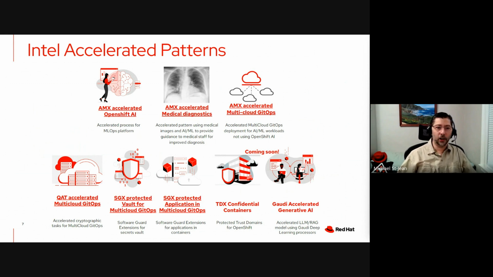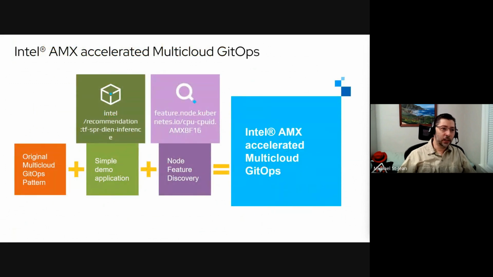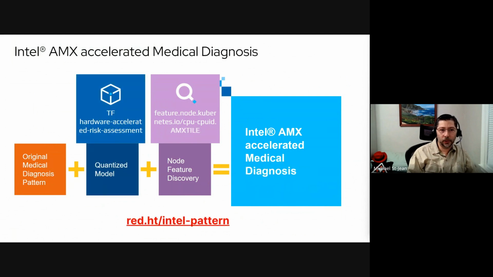I'll hit quickly on a couple of examples here around the AMX accelerated multi-cloud GitOps. This is where they took a simple demo application and they built on with that, and then they built some additional customization around node feature discovery. And the next one is just around the multi-cloud medical diagnostics, where they were actually showing that quantized model, and then the additional functionality that they built into it. And you can read a little bit more about this in the Intel pattern blog that I posted down below.